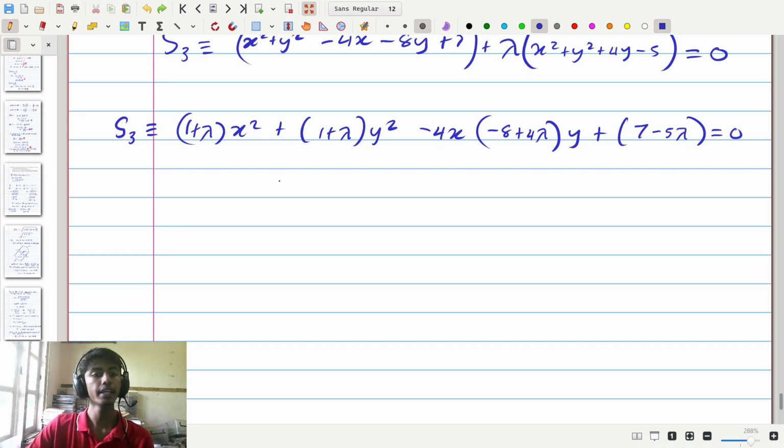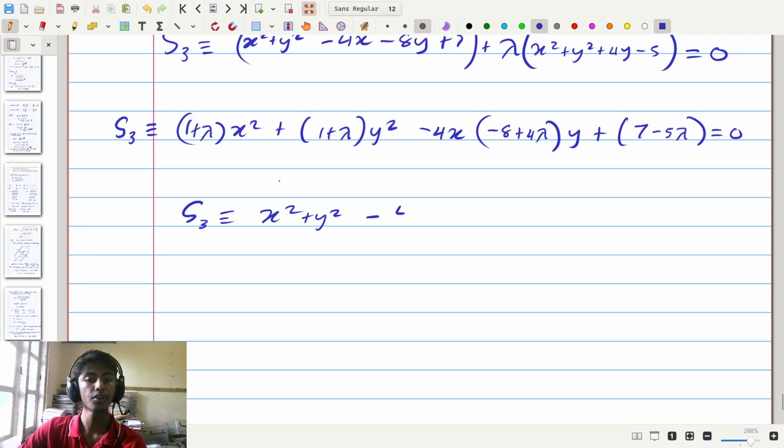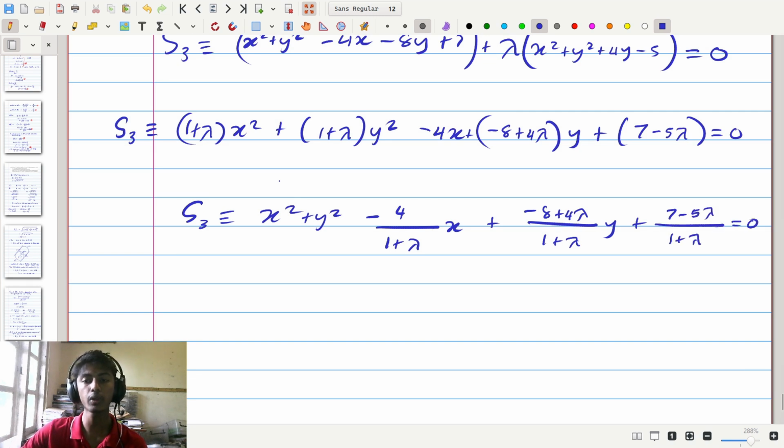Now for this equation, if we divide everything by 1 plus lambda in order to get the standard form of a circle, we can see we'll get s3 given by x squared plus y squared minus 4 divided by 1 plus lambda times x, and plus a numerator of minus 8 plus 4 lambda divided by 1 plus lambda times y, and plus 7 minus 5 lambda divided by 1 plus lambda equals 0, and this has to be true for lambda not equal to negative 1.